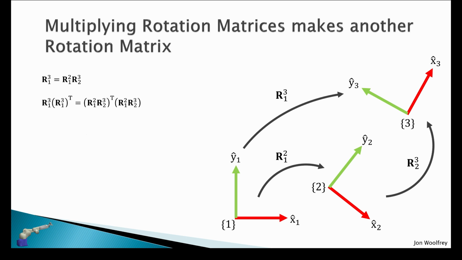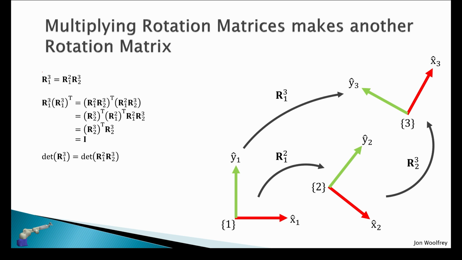So let's apply our property of the rotation matrix times its transpose. R 1 to 3 times R 1 to 3 transposed will be this. And expanding this, we get R 1 to 2 transposed in the middle by R 1 to 2. And we know this will give the identity matrix. And then we have R 2 to 3 transposed by R 2 to 3, which again, we know is the identity matrix. So this new matrix we formulated from two rotations again has the property of being orthogonal.